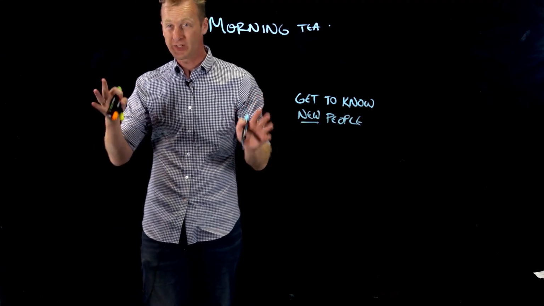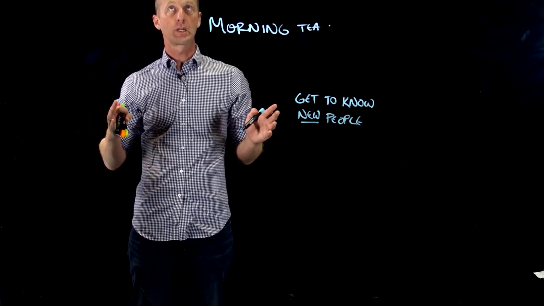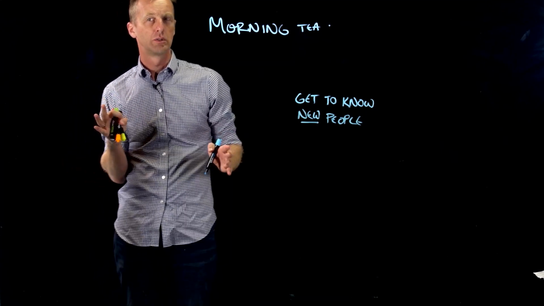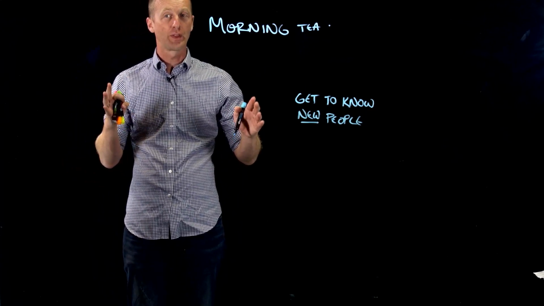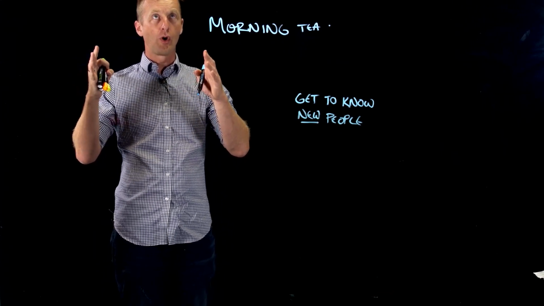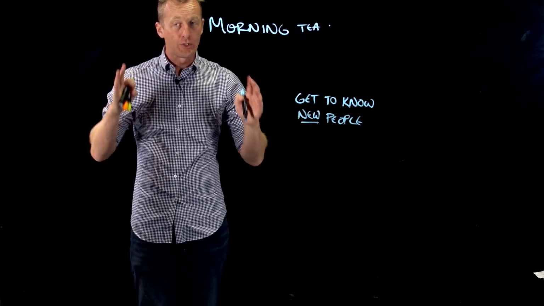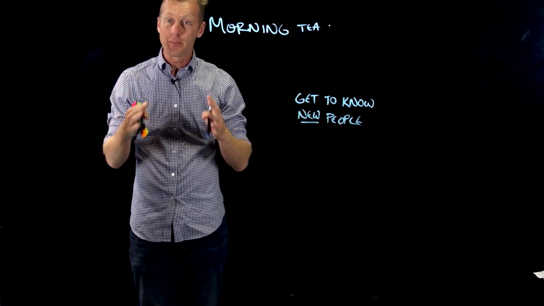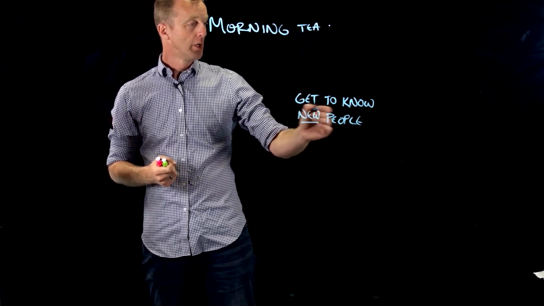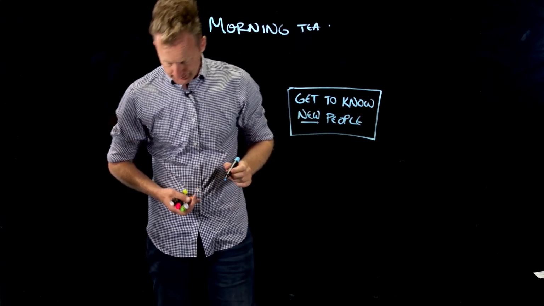Now this is a tricky objective to chase, right? We're saying that this morning tea provides the opportunity to develop new friendships. We don't have control over whether or not they make friends, fall in love and get married and have children, but we do have control over whether they meet people, whether they have an opportunity to chat, all that kind of stuff. So we've got this as our objective, getting to know new people.